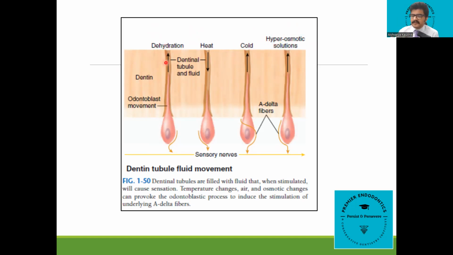Now, irrespective of whatever stimulus we are giving, what is going to happen? The first thing that happens is there will be movement of the dentinal fluid. That movement of the dentinal fluid will lead to irritation of the terminal nerve endings, which are the A delta nerve fibers. Action potential will be generated, the pain pathway will be activated, and ultimately pain will be perceived. That is why A delta nerve fibers along with C fibers are known as nociceptors.